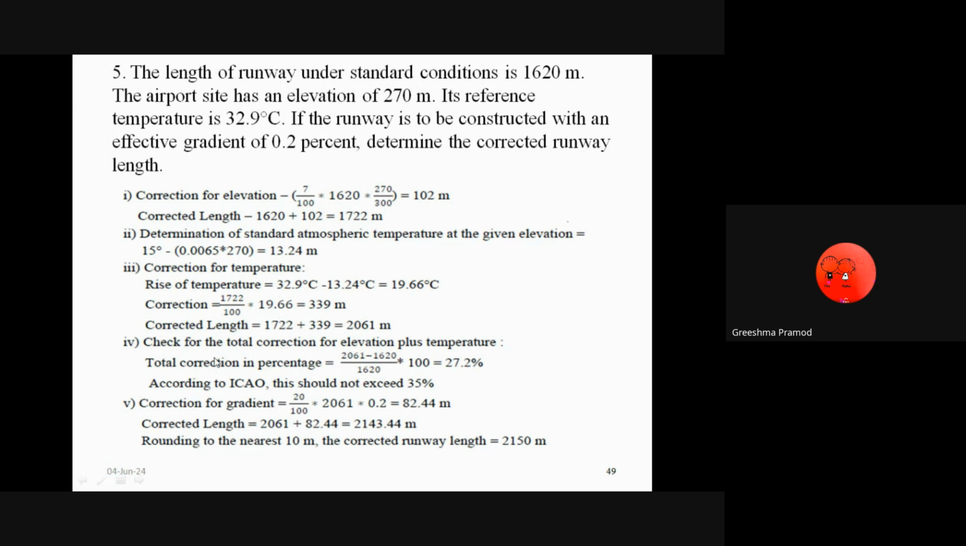What if the value exceeds 35%? Then ICAO recommends that if total correction exceeds 35% of the basic runway length, then the correction should be further checked by conducting specific studies or tests. Okay, so when you check it, that value should be within 35%. The value we are getting is within 35%, that is 27.2 as written in the answer.